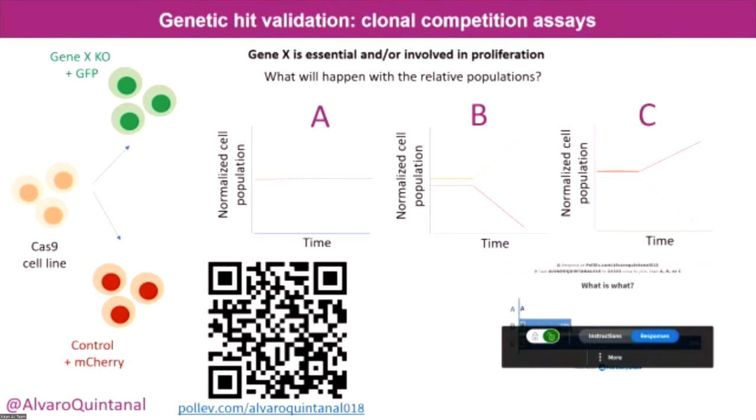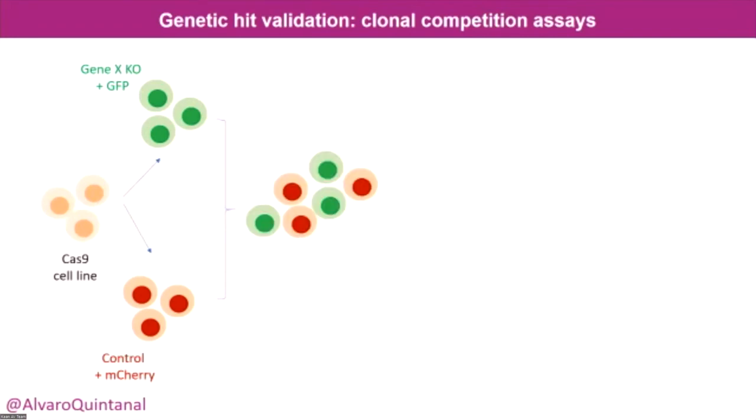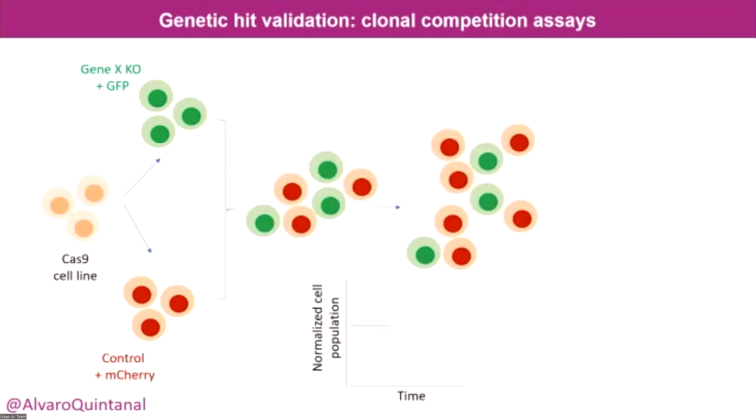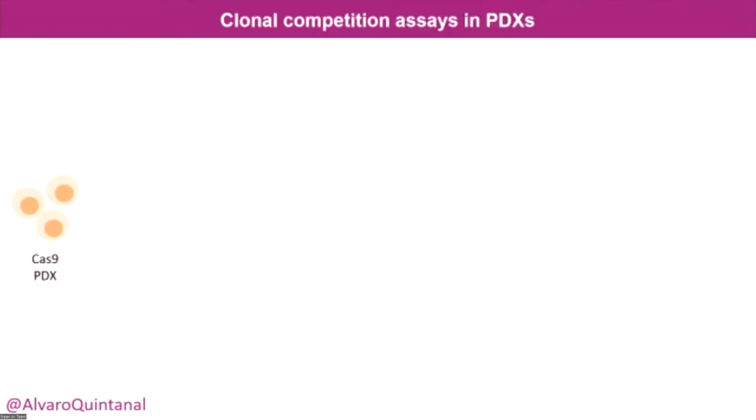So it seems that most people think it is option C, and that's correct. What will happen is that, as gene X, the gene that we are knocking out, is essential, over time the population of GFP positive cells will deplete, and we'll see an enrichment of the control, cherry positive cells and a depletion of the GFP positive cells.